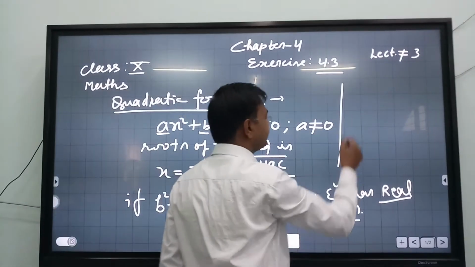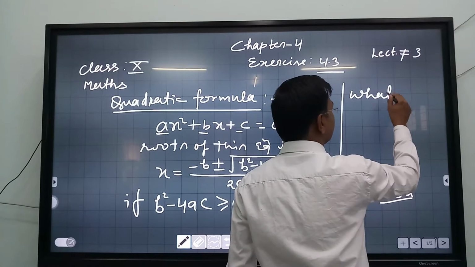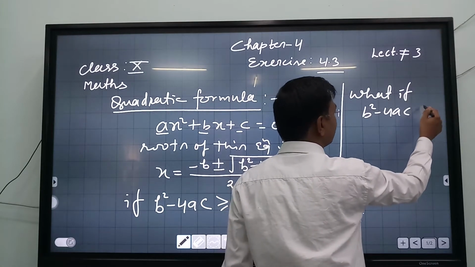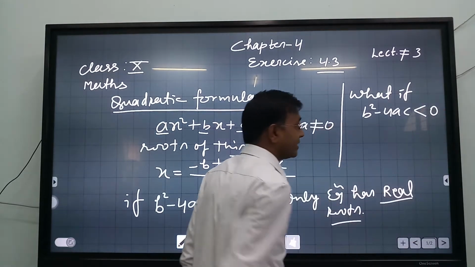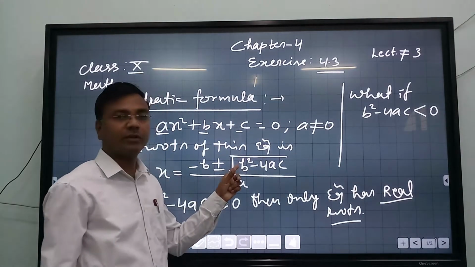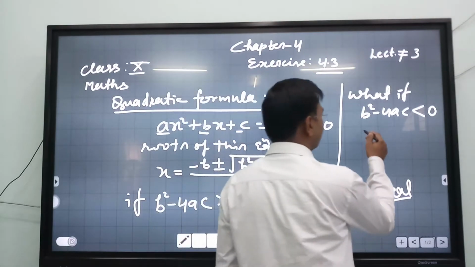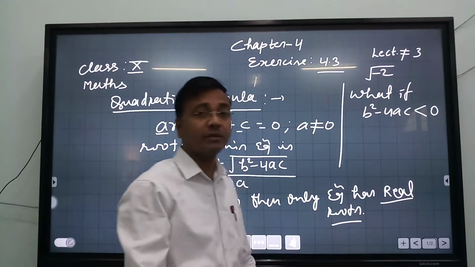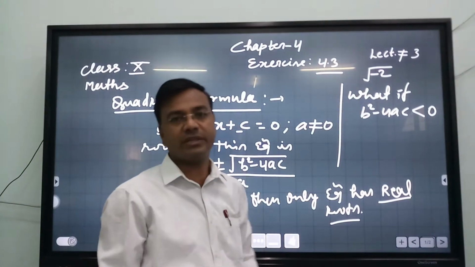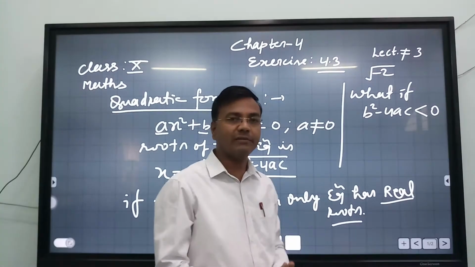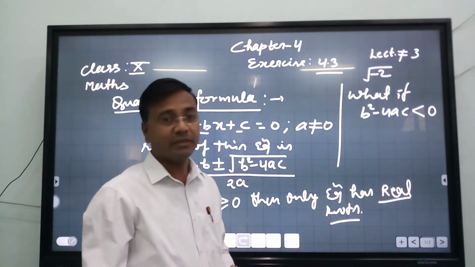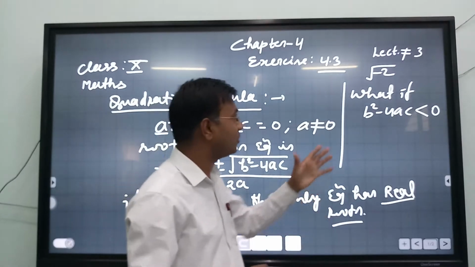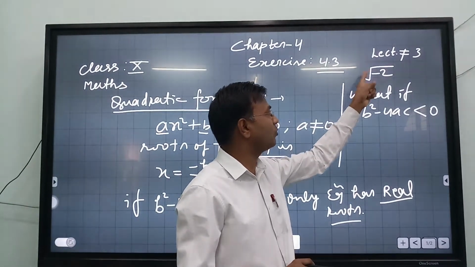What if b square minus 4ac becomes less than 0? Less than 0 means a negative value in the under root. You can check out if there is under root of minus 2. You have never ever studied this kind of number, under root of minus 2, because this is not in your syllabus. Okay, this is in class 11th and comes in complex numbers. That is, this is not a real number. You can check it on Google also.